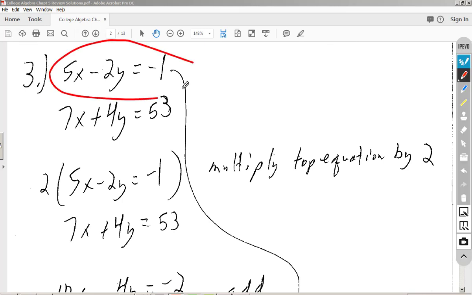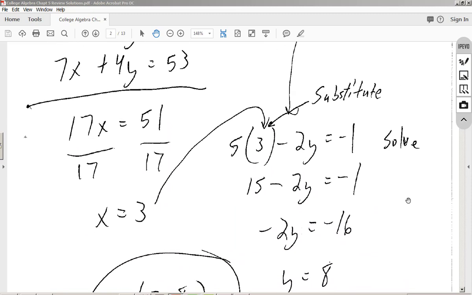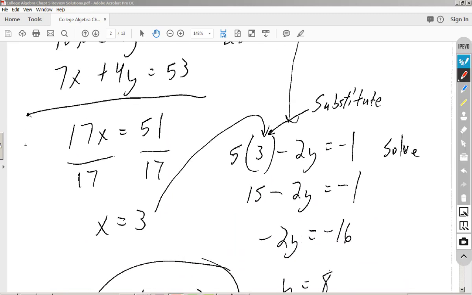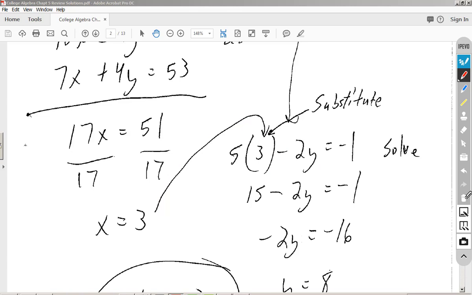So here's my first equation, 5x minus 2y equals negative 1. I'm going to go ahead and substitute in that x value that I found, which was 3. So substituting that in, I've got 5, here's my x value of 3, minus my 2y all equals negative 1. Solving this, 5 times 3 is 15, minus 2y equals negative 1.